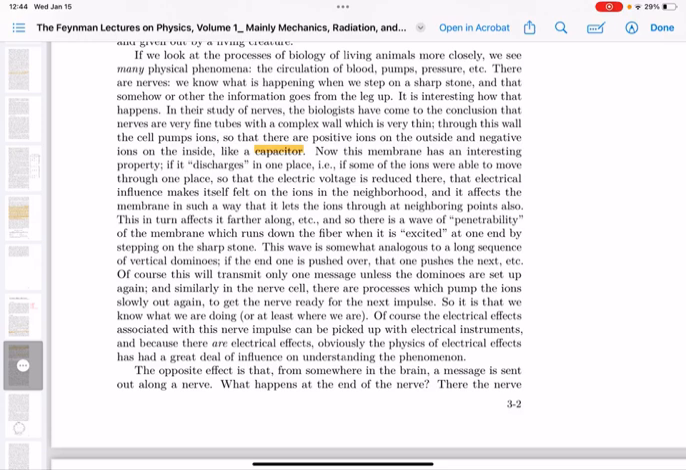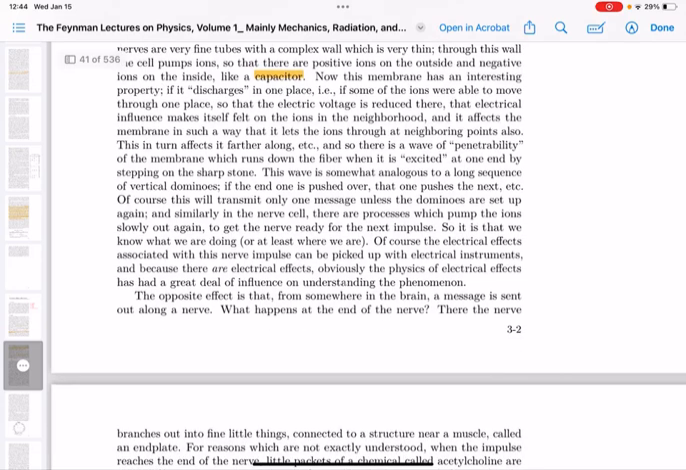Now, this membrane has an interesting property. If it discharges in one place, i.e., if some of the ions were able to move through one place so that the electric voltage is reduced there, that electrical influence makes itself felt on the ions in the neighborhood, and it affects the membrane in such a way that it lets the ions through at neighboring points also. This in turn affects it farther along, etc. And so there is a wave of penetrability of the membrane, which runs down the fiber when it is excited at one end by stepping on the sharp stone.